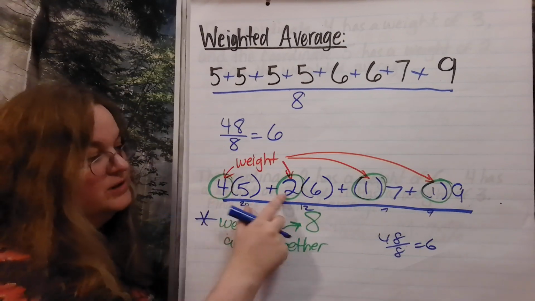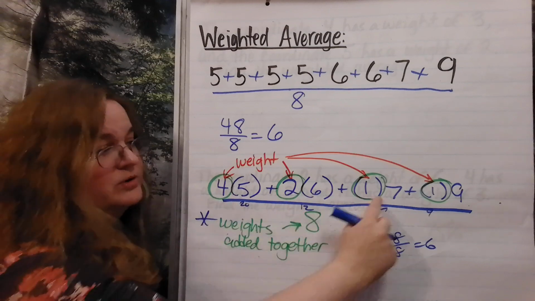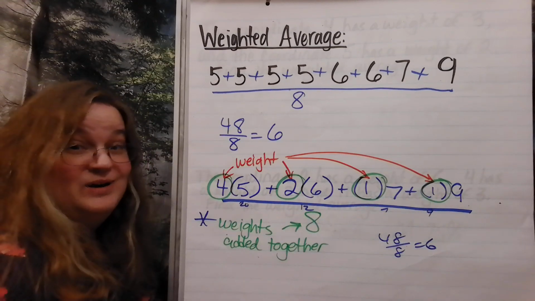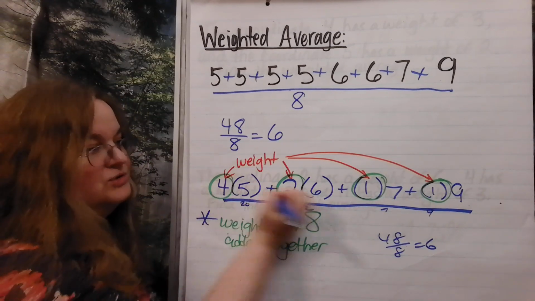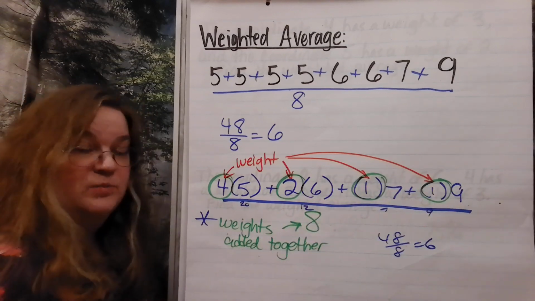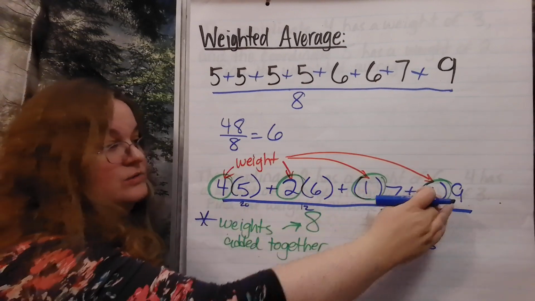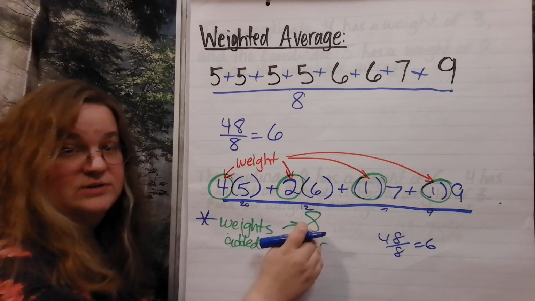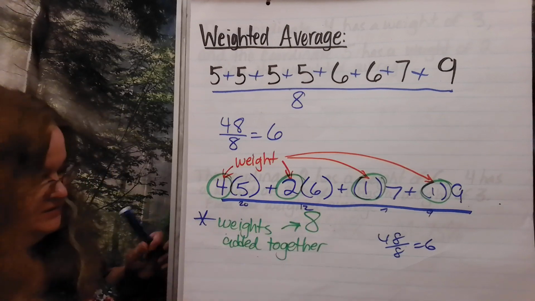When I do it, I always write my weight first, so I know which numbers to add together, and that way I don't get confused. You could circle the weights as you're doing it, setting up your problem, and then again, you know to add those together to get your denominator. Okay, so let's look at some examples.